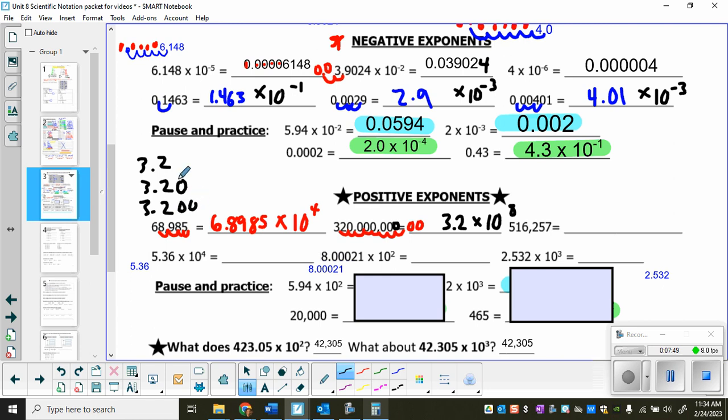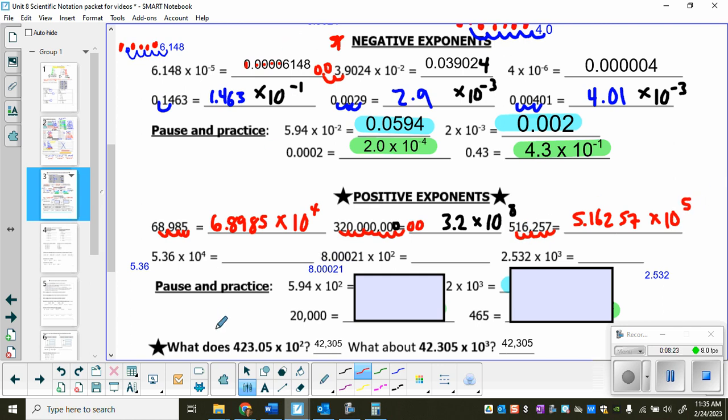So we don't have to write all those zeros for that part, okay? Anytime it's just a bunch of zeros, it's okay to just put 3.2 times 10 to the 8th. And for this last one, if we're at 516,257, we're going to go back 1, 2, 3, 4, 5. So this is a 5.16257. We have numbers in all those spots, so we have to write them all out. And this would have been times 10 to the 5th, which is 100,000, to put us in the 500,000s.